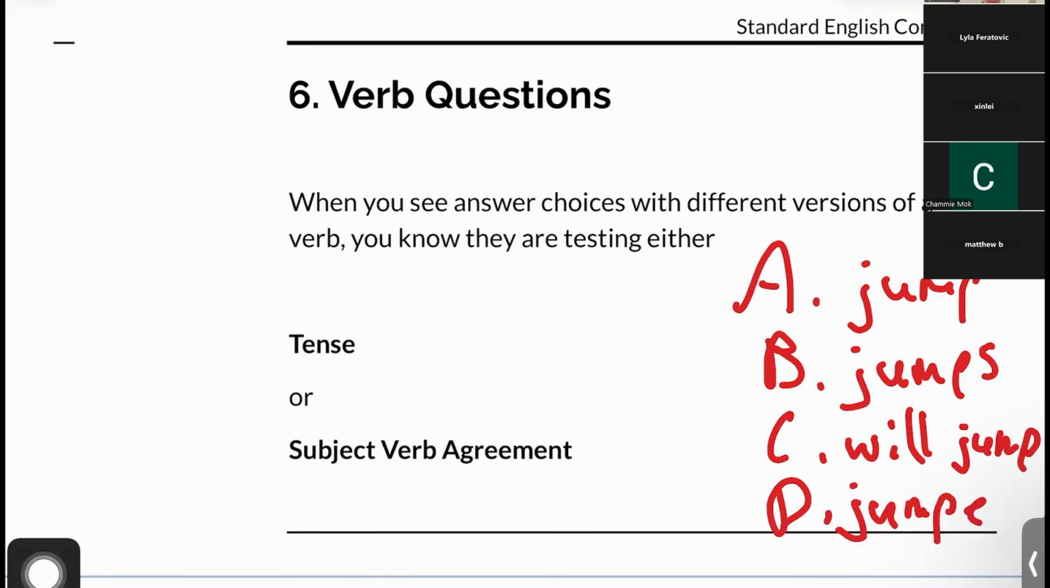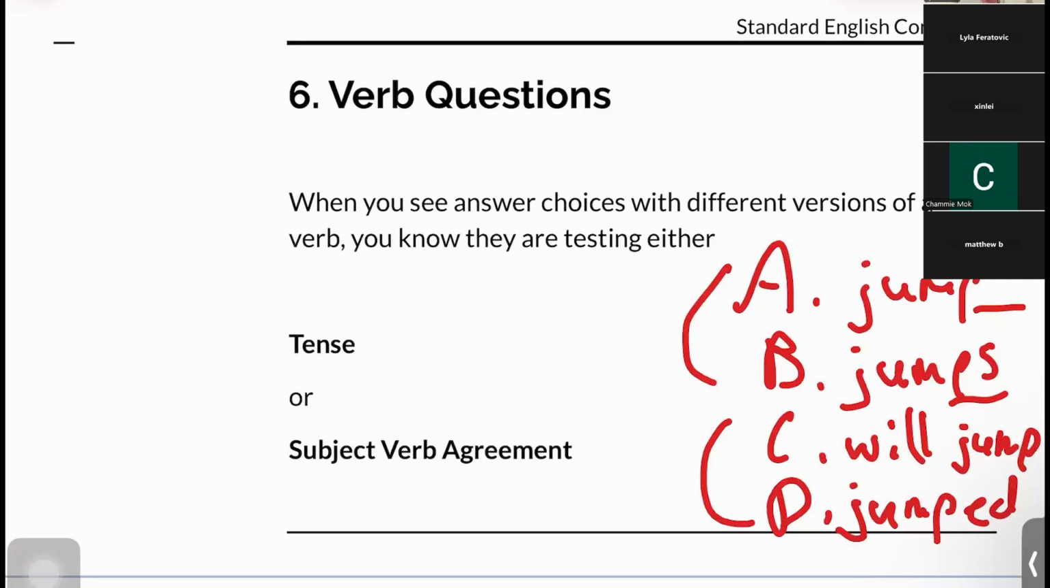Let's say you have jump, jumps, will jump, and jumped, right? You might notice what distinguishes jump from jumps is whether it is a singular or plural form of a verb. You use jumps with an S when you're talking about a singular subject. You use jump with no S when you're talking about plural subjects. But then there's also this added layer of will jump and jumped, which are more about tense and not about the singular or plural part of it.